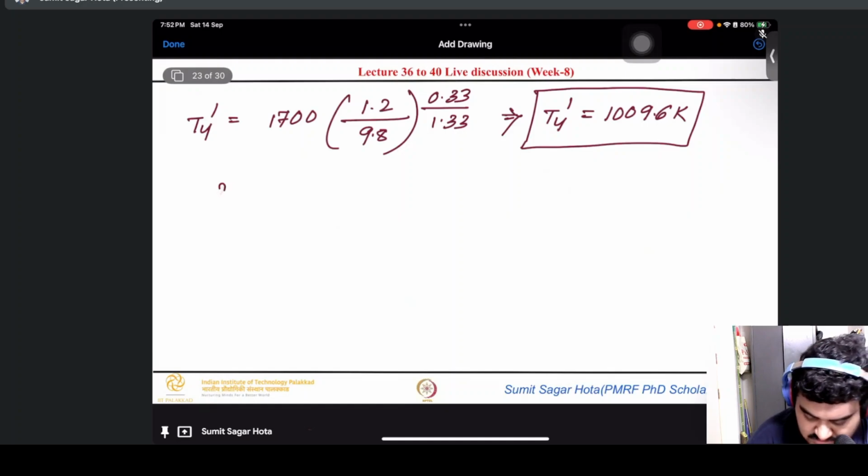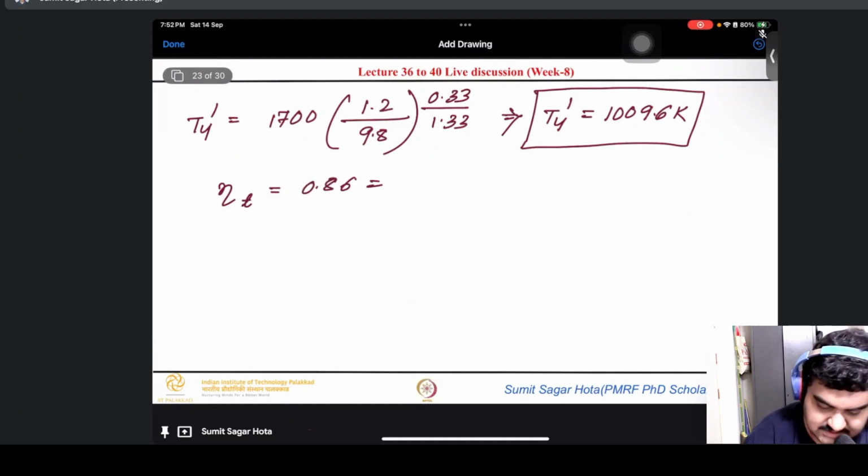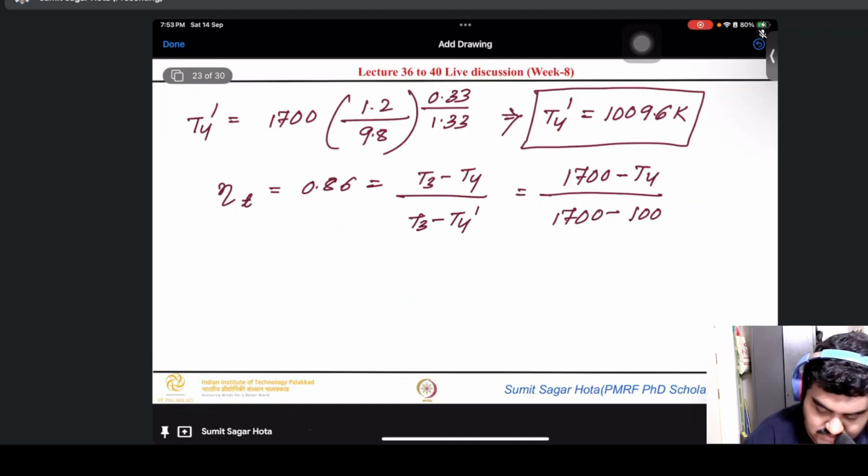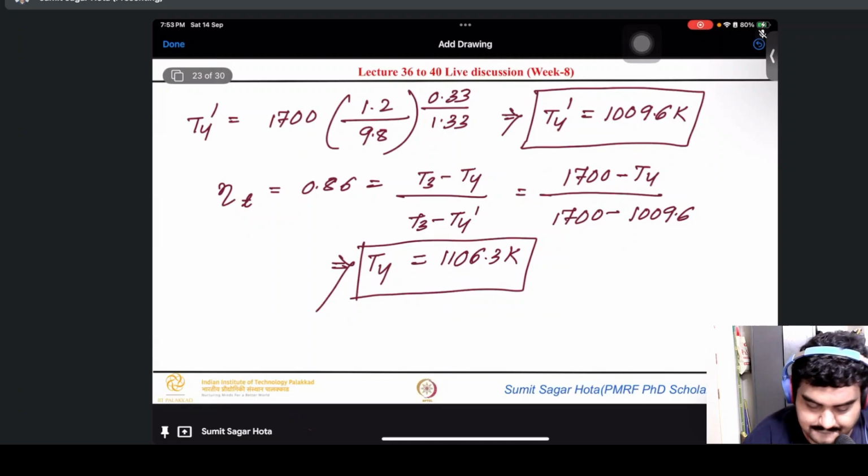First of all, the turbine efficiency 0.86 is given, 86%, actual by isentropic: 1700 minus T4 divided by 1700 minus 1009.6. So your T4 is equal to 1106.3 Kelvin. So the exhaust is then cooled in the regenerator.